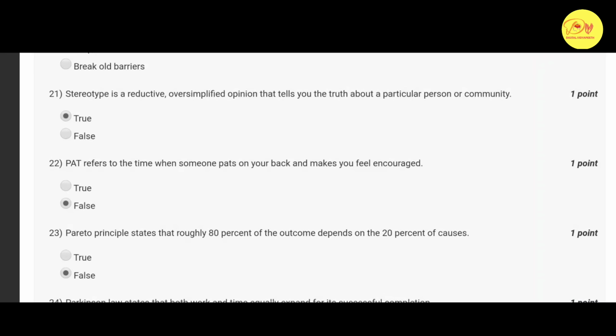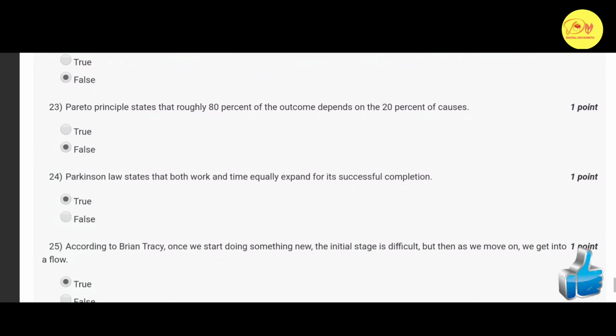Our 22nd question, Pat refers to the time when someone pats on your back and makes you feel encouraged. Correct option is B, false. Our 23rd question is, Pareto principle states that roughly 80% of the outcome depends on the 20% of causes. Correct option is B, false. Our 24th question is, Parkinson's law states that both work and time equally expand for its successful completion. Correct option is A, true.